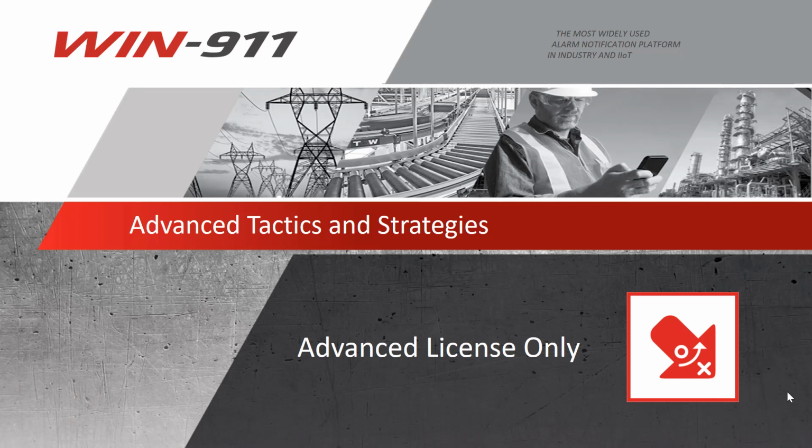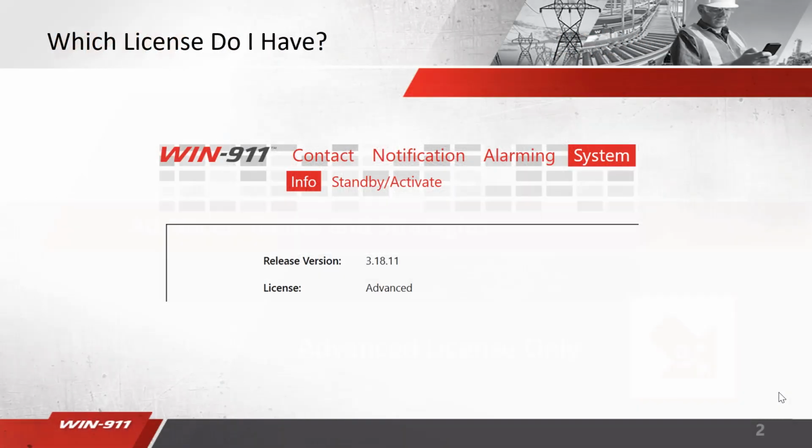In this video, I'll be discussing advanced tactics and strategies. It's only available on the advanced license of the software. How do you find your license? Inside of Win911, you can go to the System and Information tab. Here you can see I'm using the advanced license.